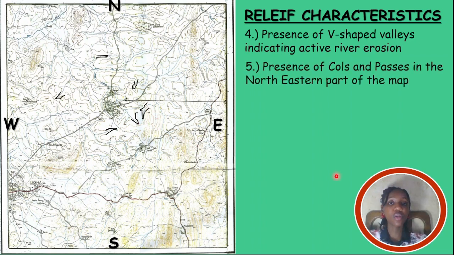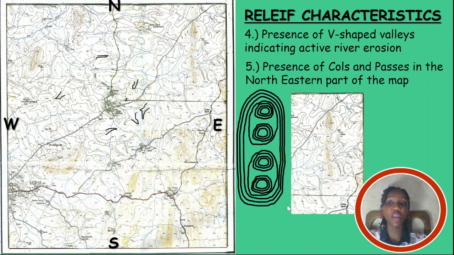The presence of cols and passes in the northeastern part of the map. Now, if you remember, we did an objective question on this earlier. We said that both a col and a pass are similar. A col is simply a low point or depression between two higher peaks. And if a col is actively used for transportation or migration, then it becomes a pass. And we can see them clearly in this magnified picture.